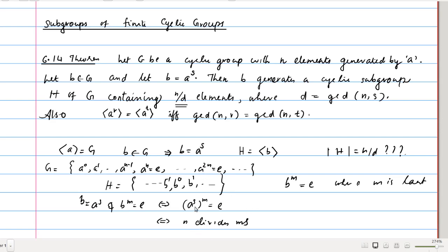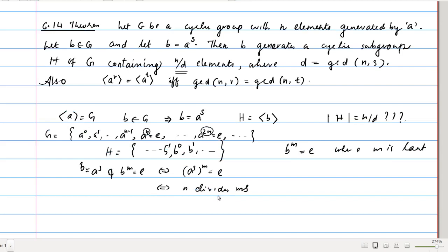Okay, that's why we say that A raised to ms equal to E means this ms should be a multiple of n, that n divides that one, because we can obtain this E only on the multiples of this n. So we can say that this is if and only if n divides this ms. In order to find the smallest such m, we need to find the smallest m such that ms is a multiple of n. Okay, so this is the idea.